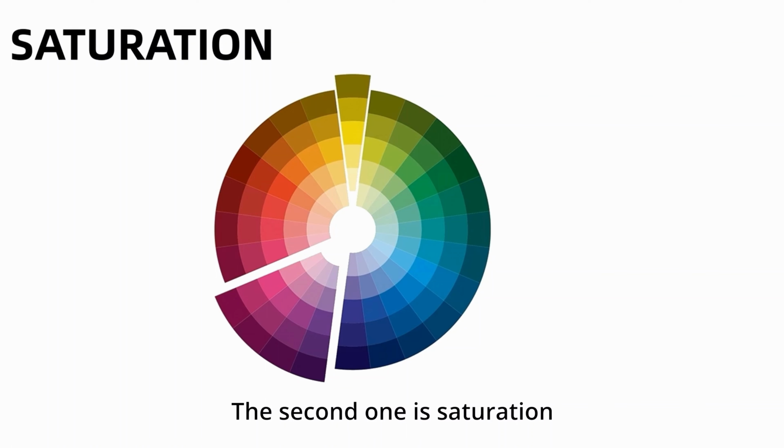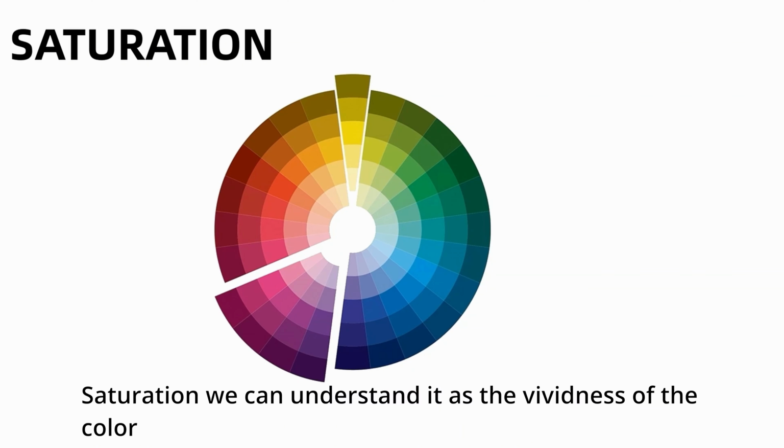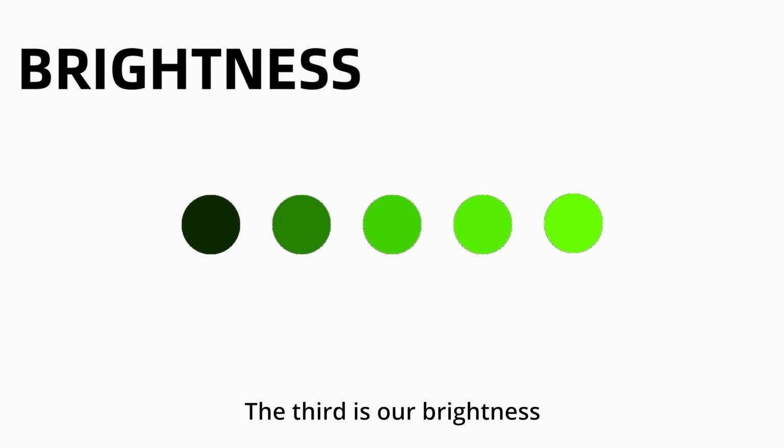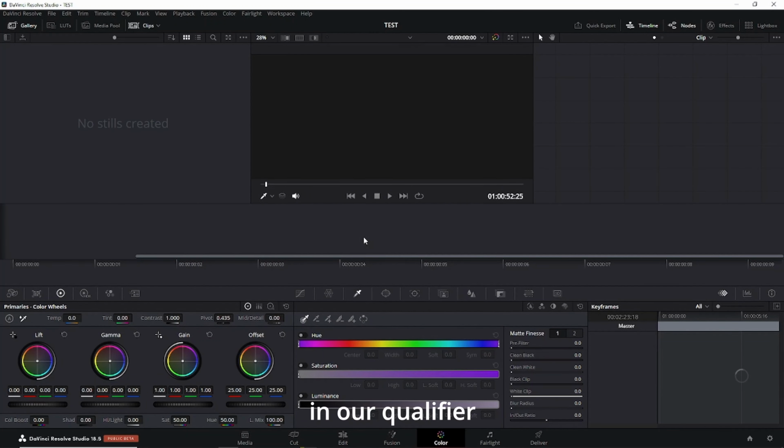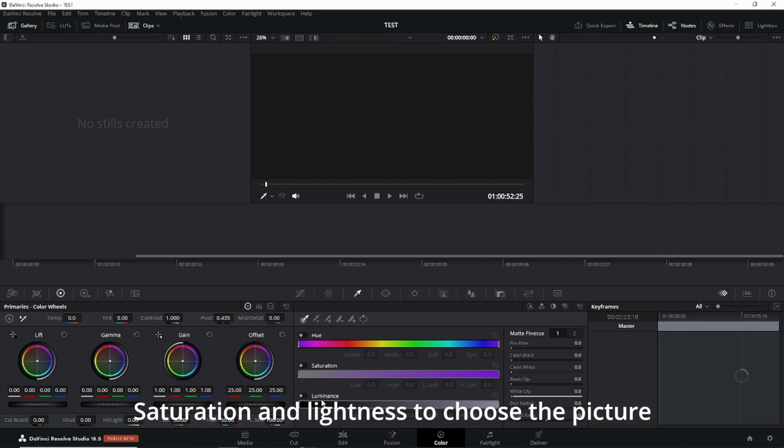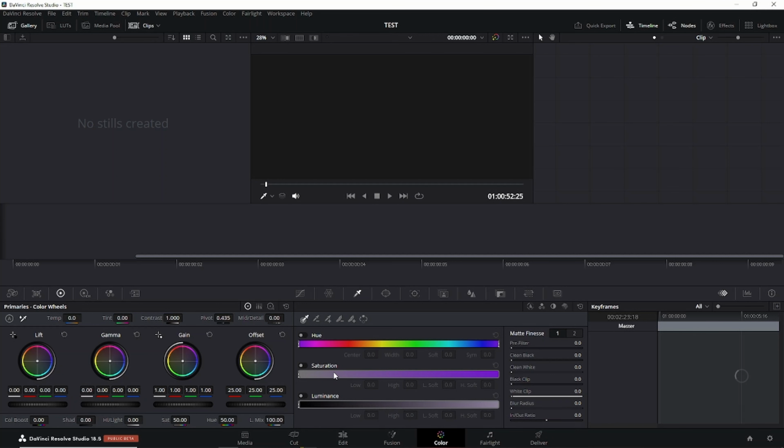The second one is saturation. Saturation, we can understand it as the vividness of the color. The third is our brightness. Brightness is how bright or dark the color is in the screen. In our qualifier, when selecting a picture, we can clearly use hue, saturation, and lightness to choose the picture.